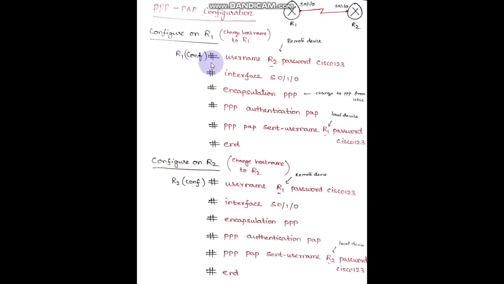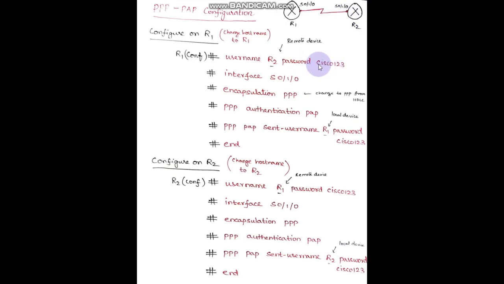You have to be in global configuration mode. Here we are in global configuration mode. First I'm giving username R2. This R2 is a remote router, from this R1, R2 is a remote router. So that remote router's host name is R2, that I am giving here. Then password of this router I am giving here: password Cisco123.